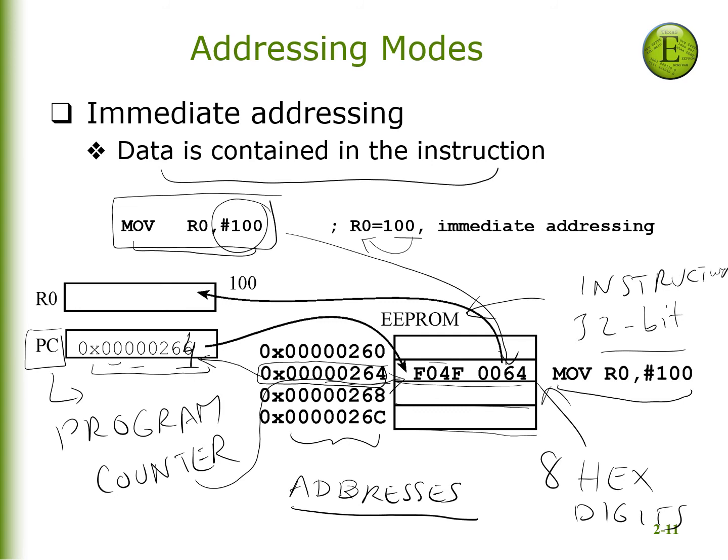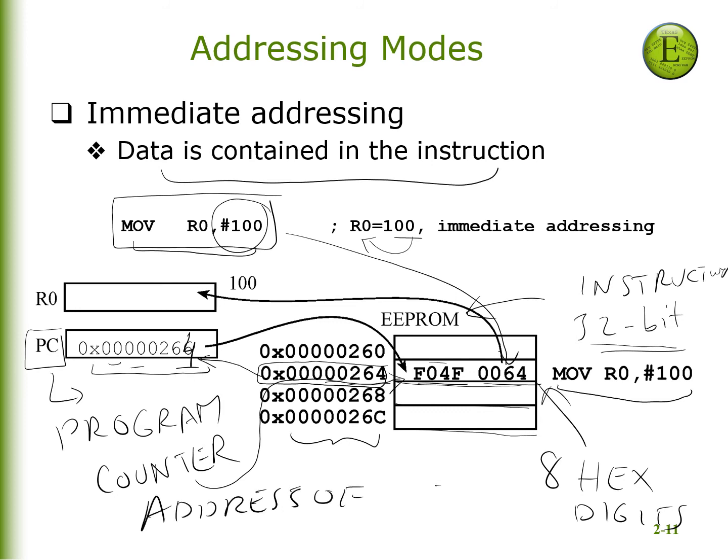So this is a 32-bit instruction. What is that in binary number? In hexadecimal digits, it is F04F 0064. It's a 32-bit instruction contained in the memory, and the program counter contains the address of this instruction.